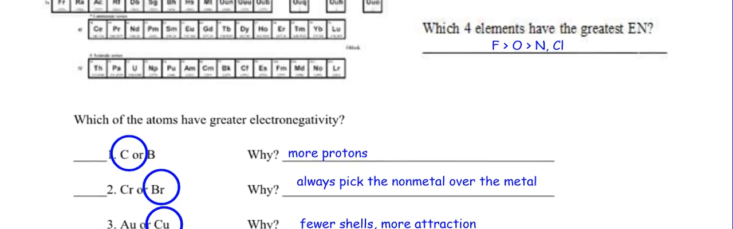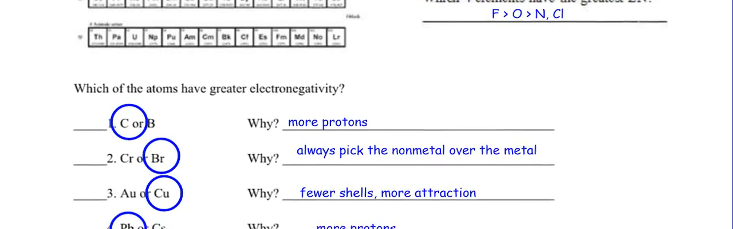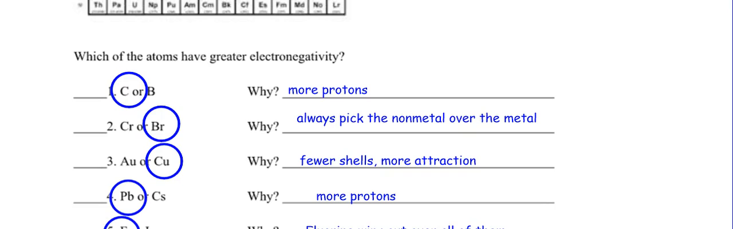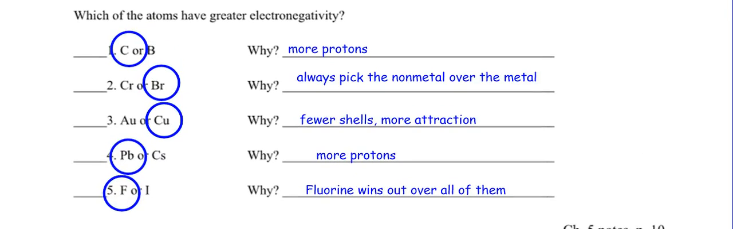What about lead and cesium? Here's cesium, way over here is lead. Pick the lead, it's closer to fluorine. It has more protons, more attraction, higher electronegativity. And then I'm hoping that number 5 was a no-brainer. Why? Because fluorine wins out over everything. Okay, so the next page is a summary of everything that we've talked about. So let's go there.